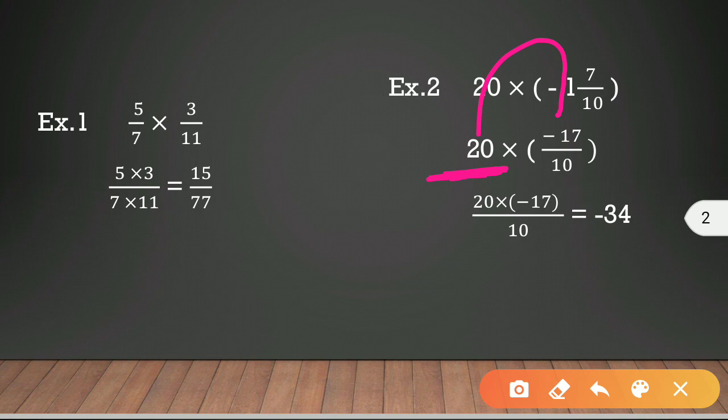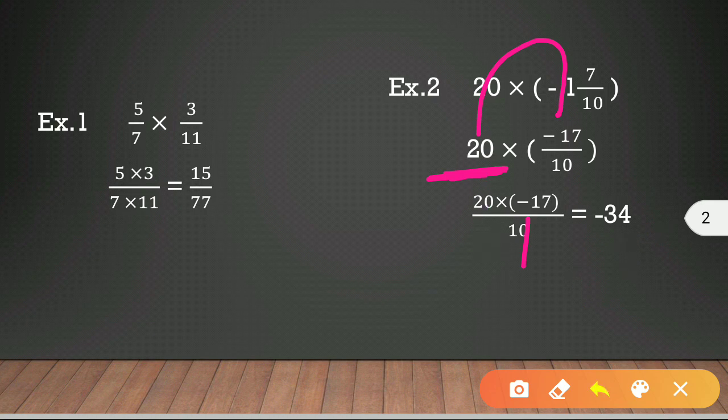Now you can cancel this 0 by 0. Yes, you can cancel it. Why? Because this is in the division. So this 0 0 will be cancelled, and 2 into 17 gives you 34, and the minus sign will be as it is. So this is your answer.